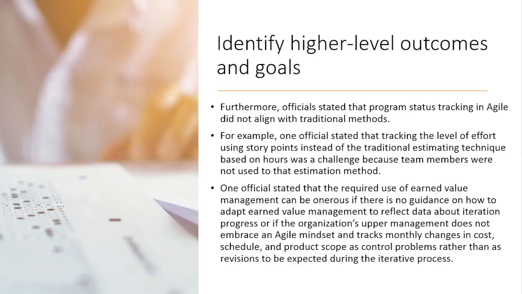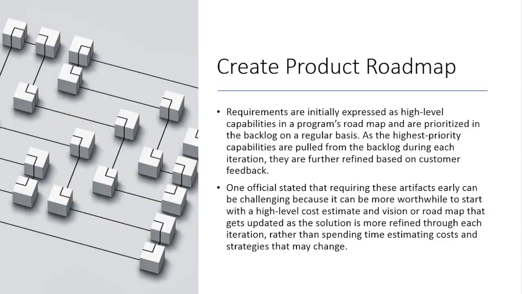So I need you to get this understanding that in Agile, we are pursuing higher level outcomes and higher level goals. So what does that mean for you as a scheduler? In the world of Agile, we focus on the product roadmap. Just like I showed you the different levels, the vision, then we get to the roadmap. So requirements are initially expressed as high-level capabilities. Could be in a product roadmap, and they're prioritized in the backlog. We call it a product roadmap predominantly in the world of Agile. You could call it a program roadmap if you want. Depends on what you're working on.